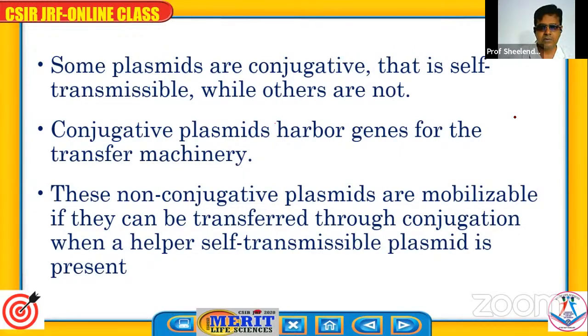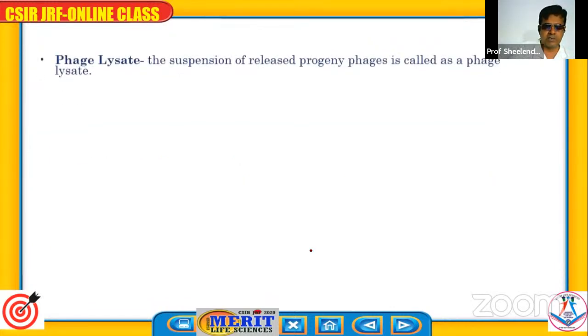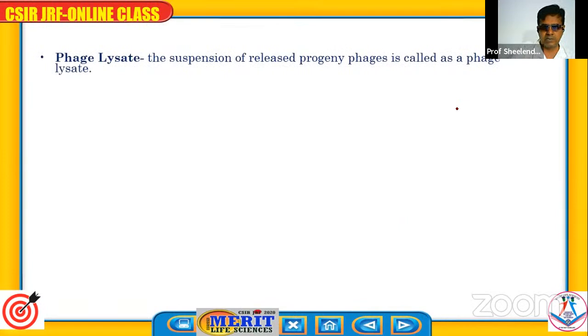No doubt? If anyone has a doubt, you can ask. There are three types of plasmids. Conjugative is one that can self-transmit, and conjugative plasmids harbor genes for the transfer machinery. Then non-conjugative plasmids can be mobilized via some helper plasmid, right? The helper plasmid conjugates.